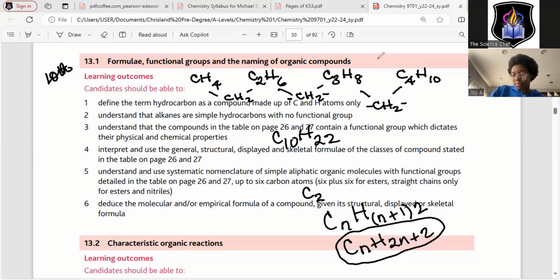And if you calculate their masses, you will discover that the difference between two successive members will be what? 14. Okay. And why is that 14? Where is that 14 from? From this CH2, right? Yes, sir. Great. All right. So let's now move on to functional group.